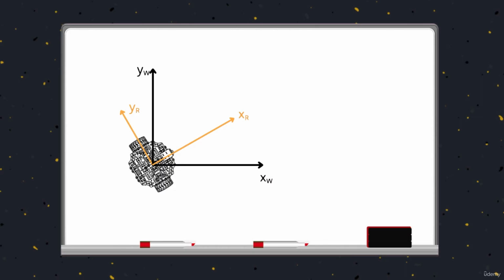To describe the orientation of the reference frame R, we need to calculate the angle theta, which is defined as the displacement angle between the two reference frames. To calculate this angle, we need to apply some trigonometry.